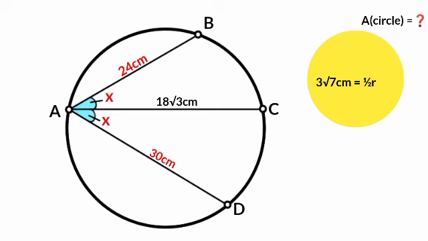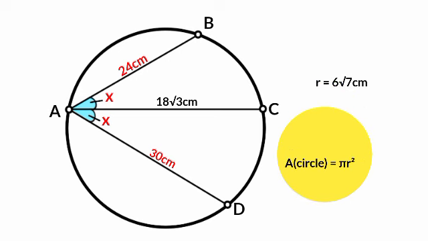Multiply both sides by 2. Here 3 root 7 centimeters times 2 is 6 root 7 centimeters. While here 1 over 2r times 2 is r. So r equal to 6 root 7 centimeters. And the formula for calculating the area of a circle is pi r squared. R is the radius, which we have here to be 6 root 7 centimeters. Substitute here, area of circle equal to pi times open bracket 6 root 7 centimeters all squared.